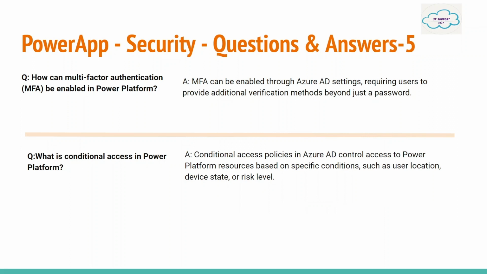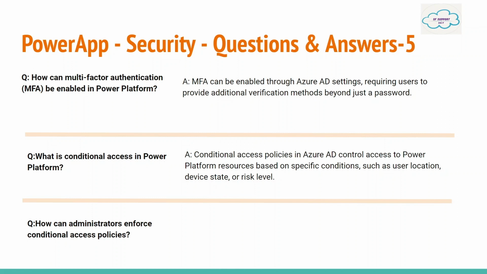Conditional access policies in Azure control the access to the Power Platform resources based on specific conditions such as user location, device state, or risk level. Means if there are applications, we can say that these applications are accessible only in the United States or only in Asia, or that they can be accessed only through iPhone or Android devices, not from the desktop. That kind of scenario.